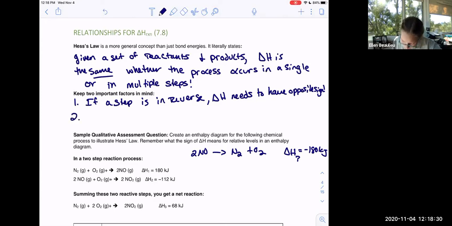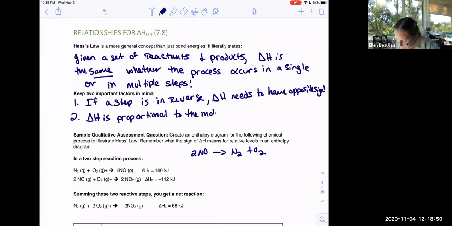Second thing to consider. As we talked about last week, delta H is proportional to the mole coefficients in a reaction. What do I mean by that? This is that $25,000 word I used last week, thermochemical equivalence.